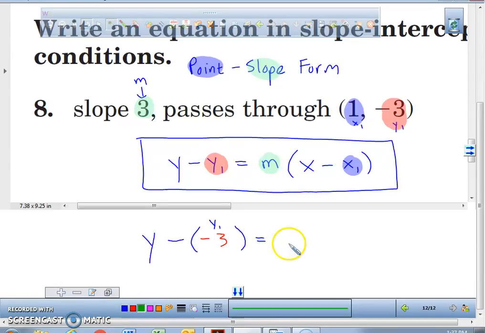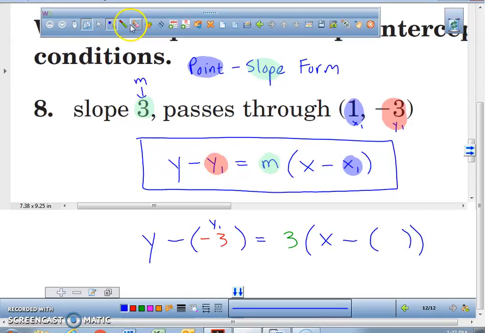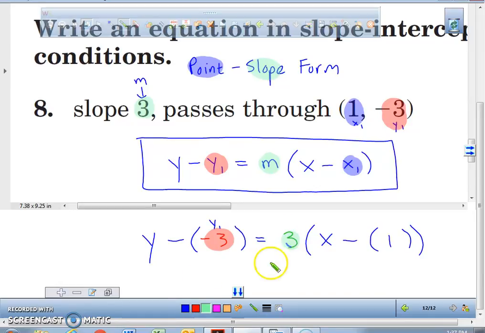Equals my slope. Now, what's my slope? 3. So put 3 right there. I'm going to open up a parenthesis. I'm going to say x minus, and once again, after I say x minus, I'm going to open up a parenthesis to plug in my x1 value, which is a 1. So let me highlight what we did here. I plugged in my y1 right here. I plugged in my slope right here. And I plugged in my x1 value right there.